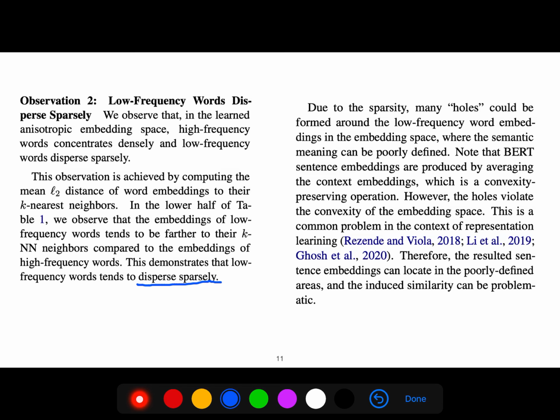So due to this sparsity, many holes could be formed around low-frequency word embeddings in the embedding space, where the semantic meaning can be poorly defined. Sentence embeddings are produced by averaging the context embeddings, which is a convexity-preserving operation. However, the hole violates the convexity of the embedding space, and this is a common problem in the context of representation learning.